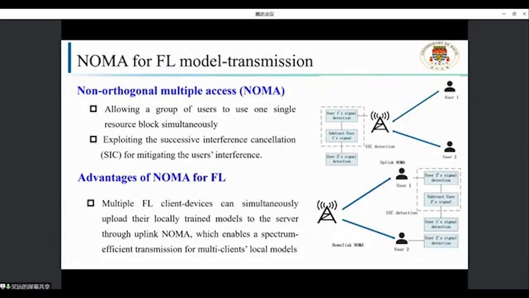Federated learning client devices can simultaneously upload their locally trained model to the server through the uplink NOMA, and it enables a spectrum-efficient transmission for the multi-client local models. So it also addresses another challenging issue in federated learning, as we mentioned before.